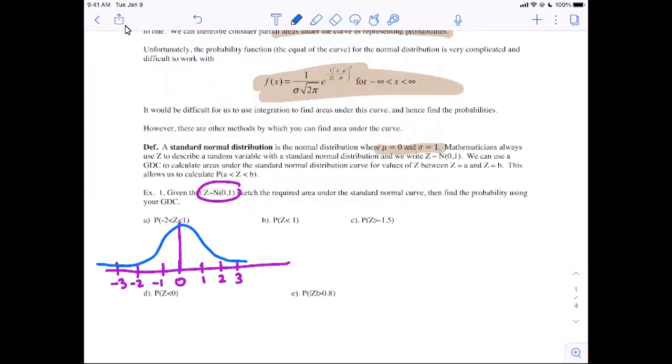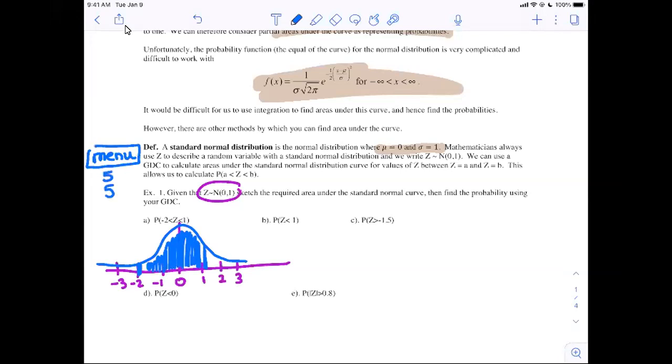And in part A, we want to find the probability where Z is between -2 and 1. So I am looking, that probability is equal to the area under this curve. So guess what? On your graphing calculators, get to a blank doc, you're going to type menu 5, 5.